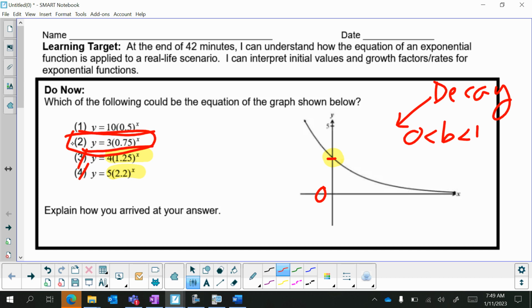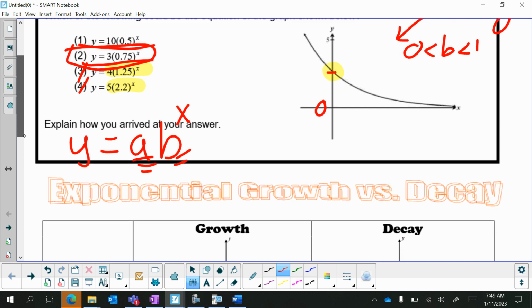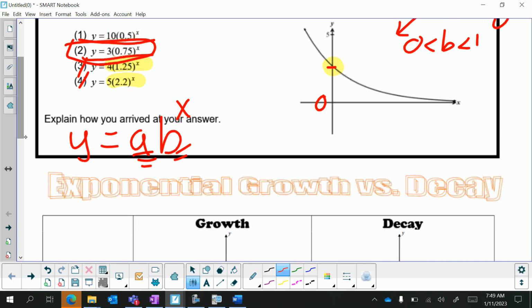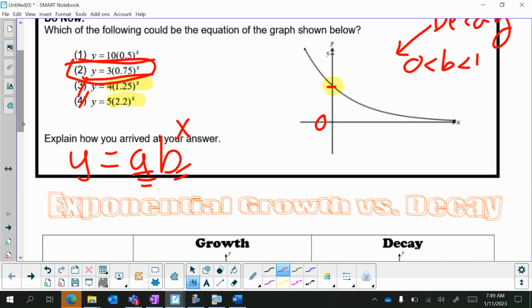Now, why is that the way? Well, the general equation of the exponential is the form y equals a b to the x, where a is the y-intercept and b is the growth factor or decay factor. So first of all, we knew that it was decay, so that's why we chose a base that was less than 1. And also, we looked at the y-intercept and assumed that it was a number between 0 and 5, so that's why we picked an a value of 3.